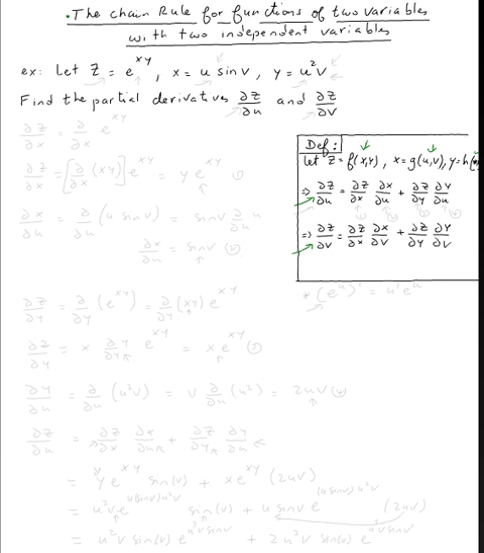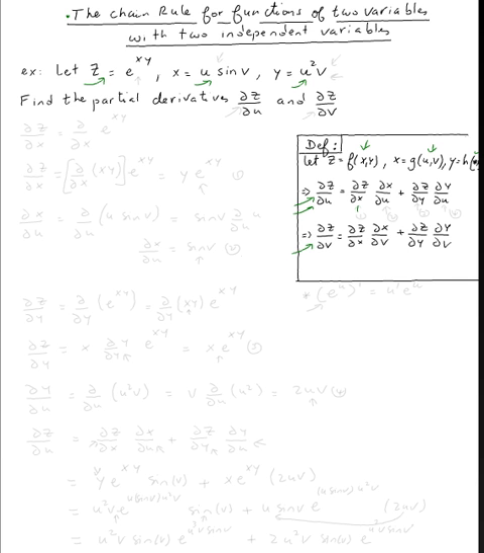So let's do this example. z is equal to e to the xy, x is equal to u times sine v, y is equal to u squared v. And we're supposed to find the partial derivative of z with respect to u first. So we're going to use this formula first.